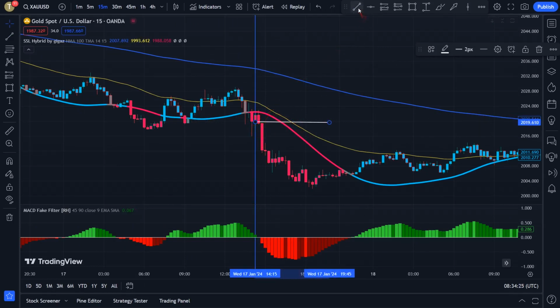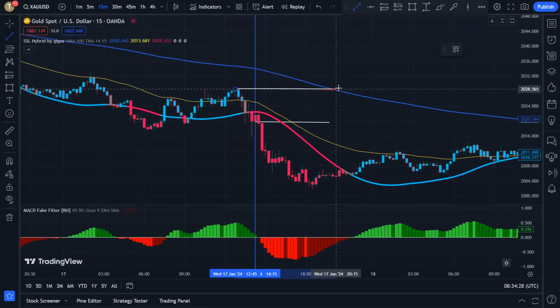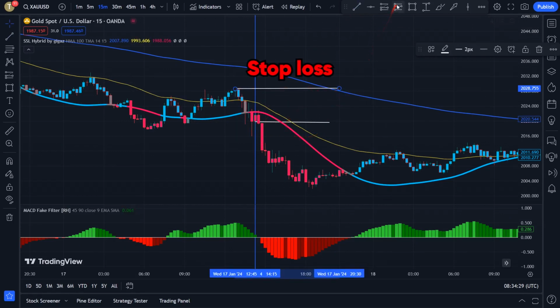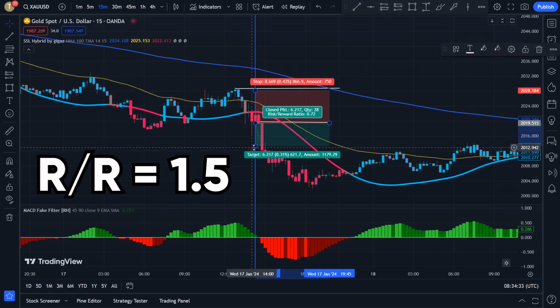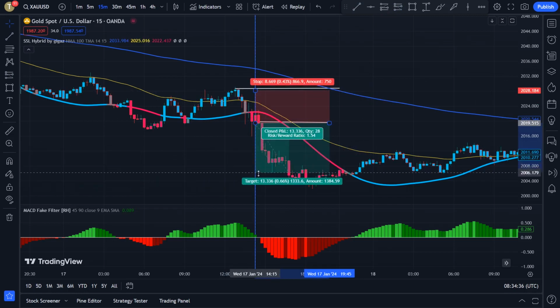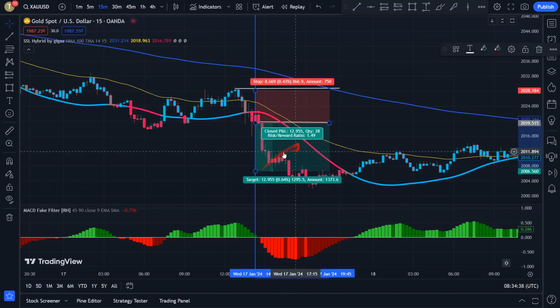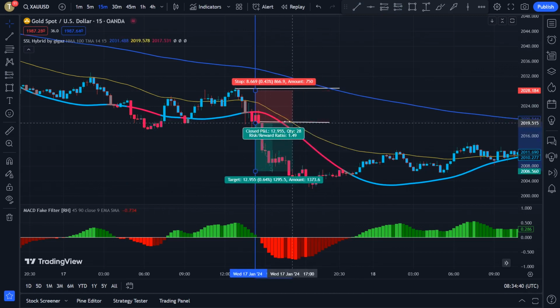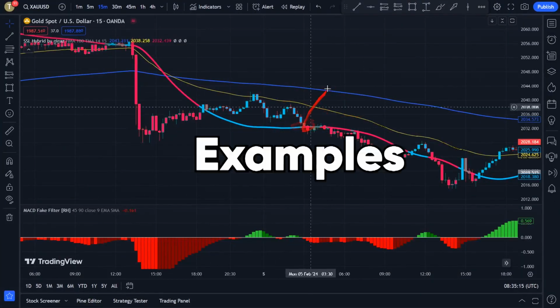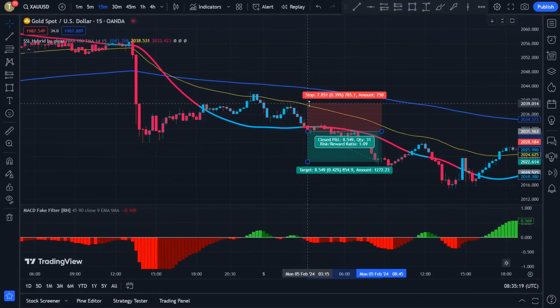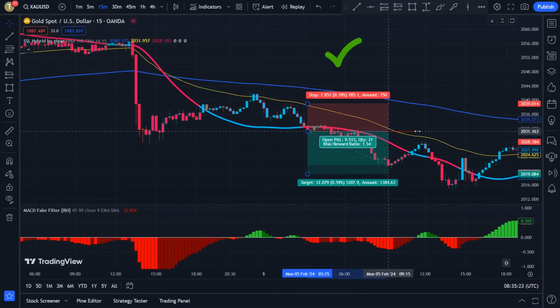For the stop loss, consider the last swing high. To achieve profit, it is enough to consider a risk to reward ratio of 1 to 1.5 and wait for our trade to close with a profit. Now, let's look at a few more examples of sell trades to fully understand this strategy.